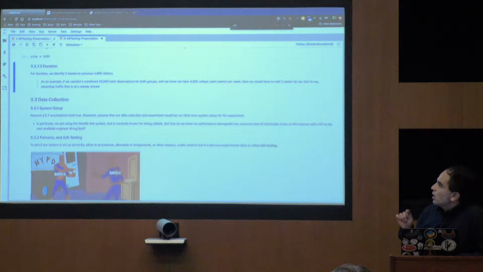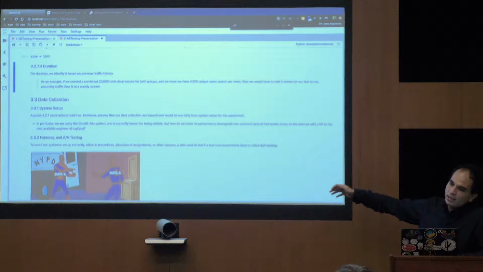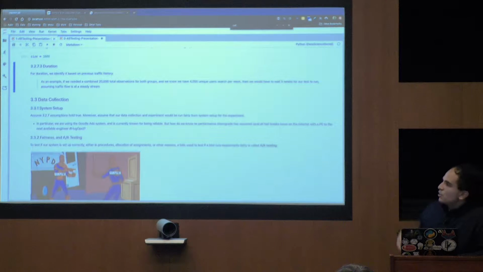And if you extend your test too far, or you stop your test too early, you can lead to the possibility of drawing incorrect conclusions from your A/B test. So that's something definitely to note.